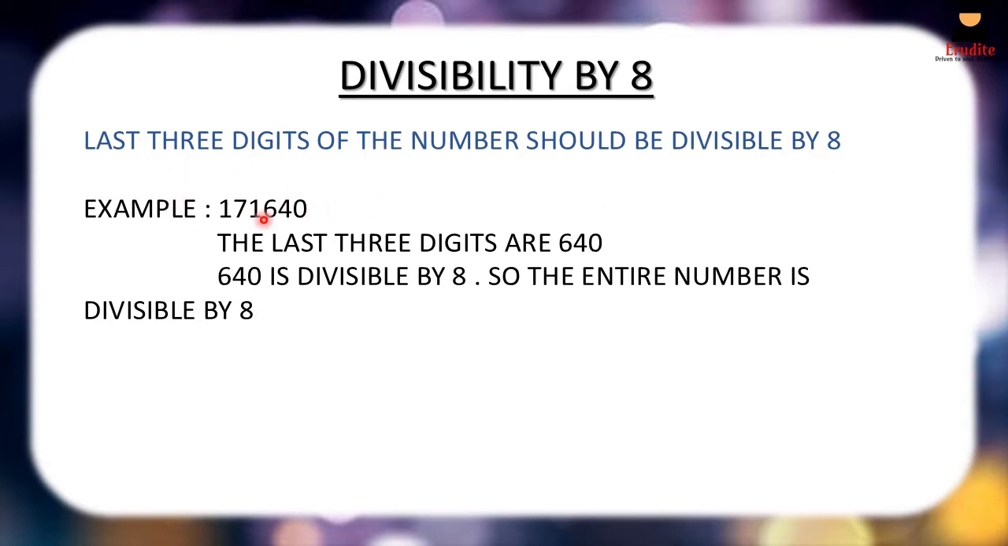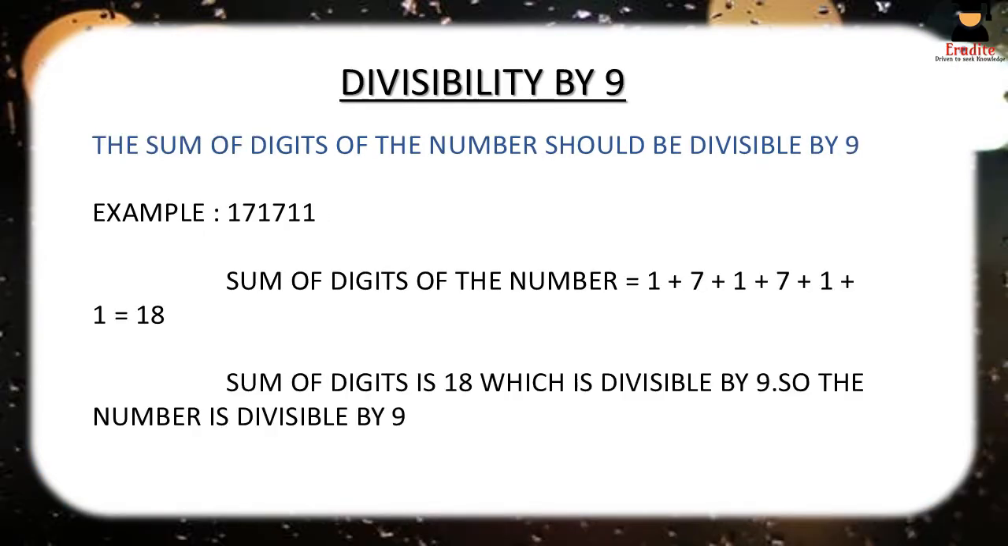So I have over here a 6-digit number. It says the last 3 digits I need to check and check if they are divisible by 8. So I have the number 171640. You can see the last 3 digits are 640. My 640 is completely divisible by 8, so I can say my entire number 171640 is divisible by 8. That is how simple.